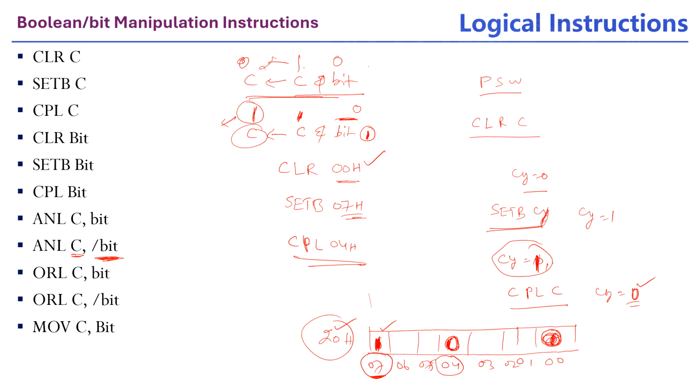In this case, the bit specified within the instruction is copied to the carry flag. Similarly, carry may also be copied to the corresponding bit. Let us consider this example: MOV 00H comma C. Suppose C has 1. This 1 is copied to the 00H location. Already it was 0 here, now it will become 1. So in this way, bit manipulation instructions work in the 8051 microcontroller.